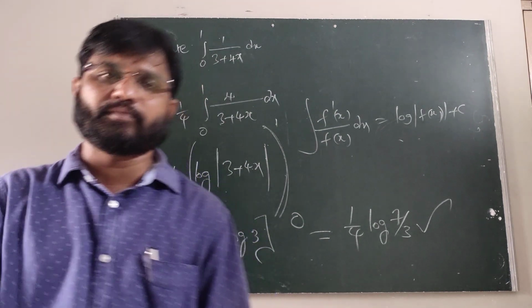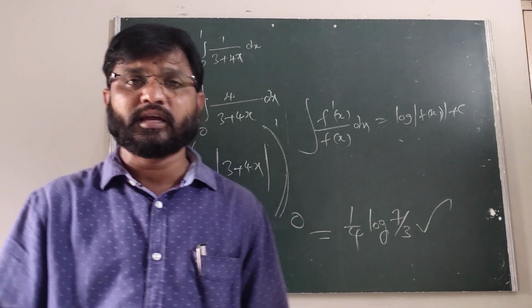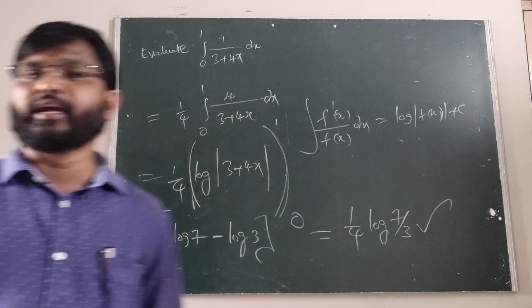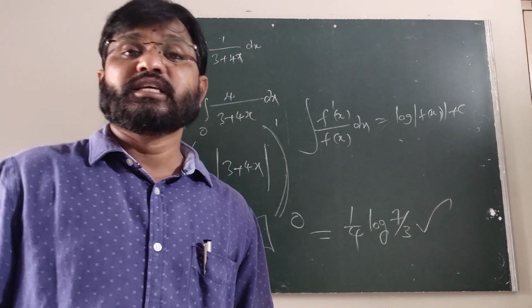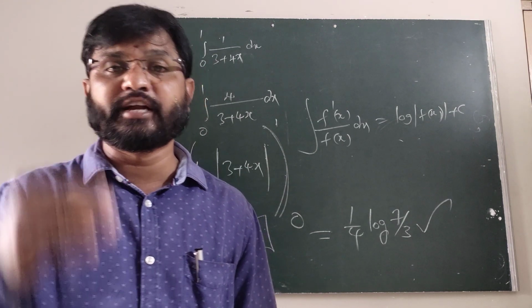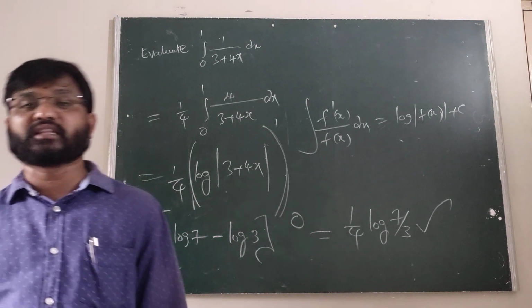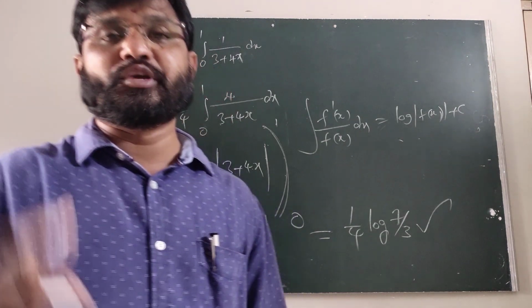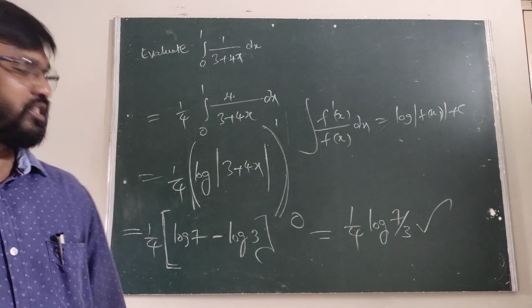Just now we discussed the geometrical interpretation of the definite integral. That means the integral from a to b of f of x dx is a numerical value, the area bounded by the curve y equals f of x, the x-axis, and the straight lines x equals a and x equals b. That is nothing but the integral from a to b of f of x dx.